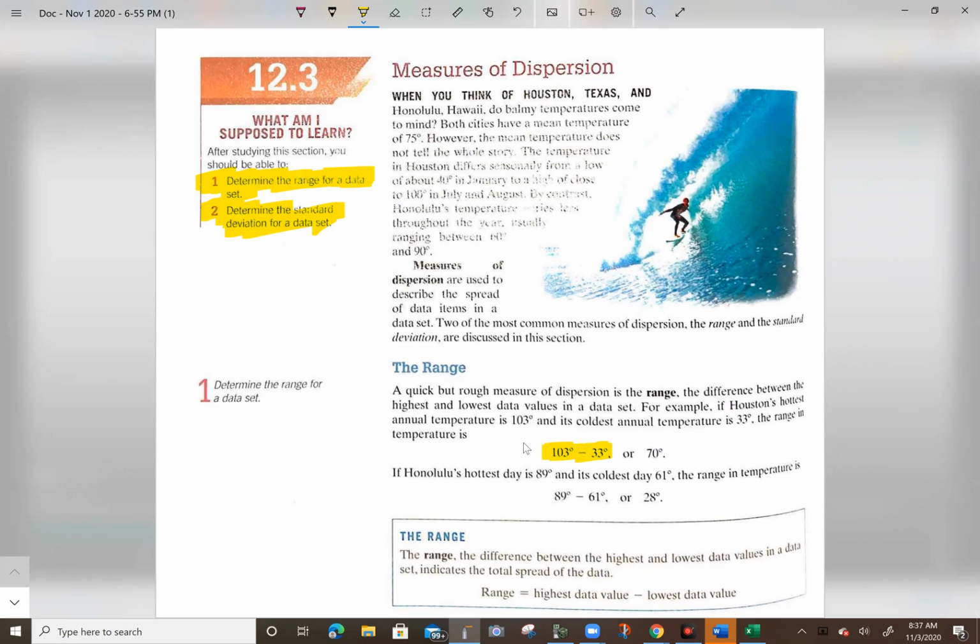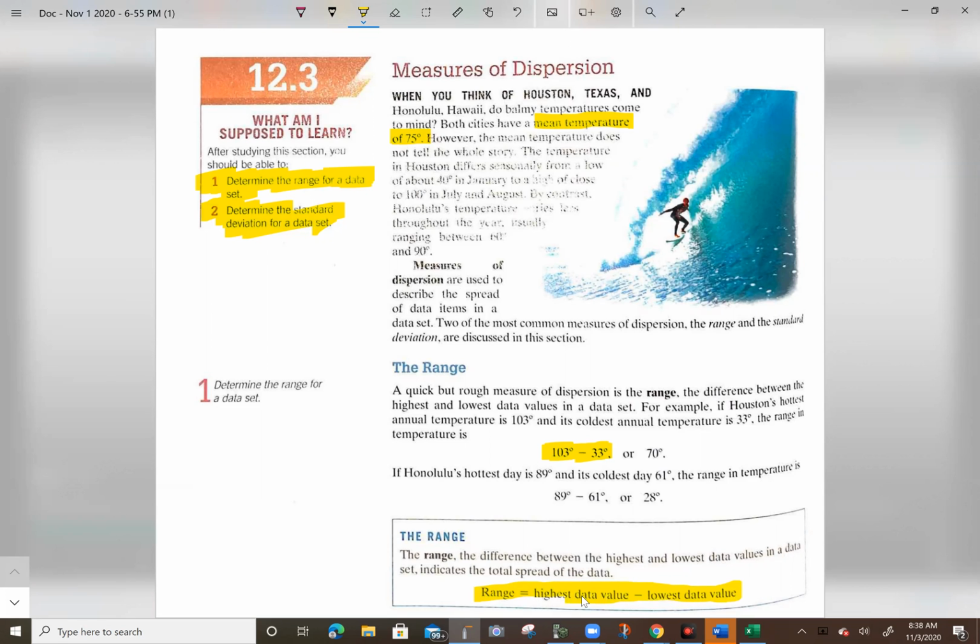What this kind of problem is talking about is that Hawaii and Houston have the same mean temperature of 75 degrees, but that they're really different. Houston will get cold in the winter and hot in the summer, and then it averages out to 75 degrees. Whereas in Honolulu, it's pretty close to 75 degrees the entire year. So even though there's a bigger range in Houston than there is in Honolulu, they average out to be the same number. So down here, we have the formula.